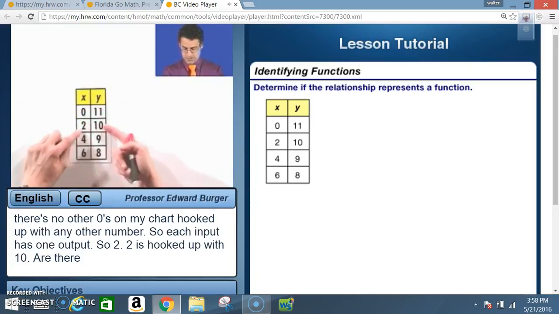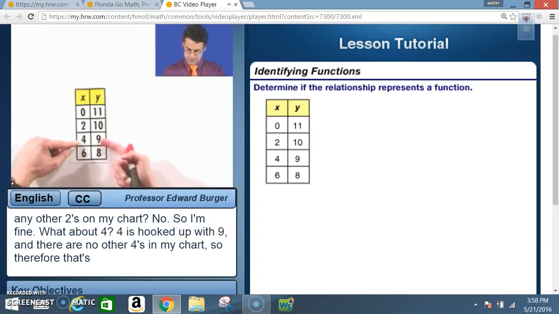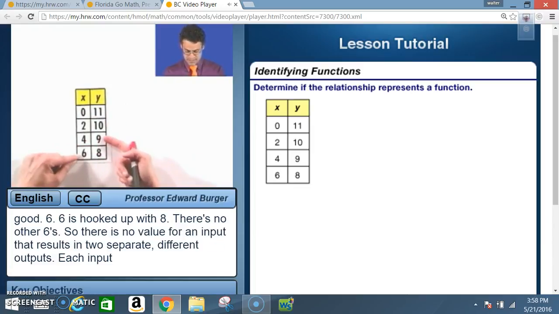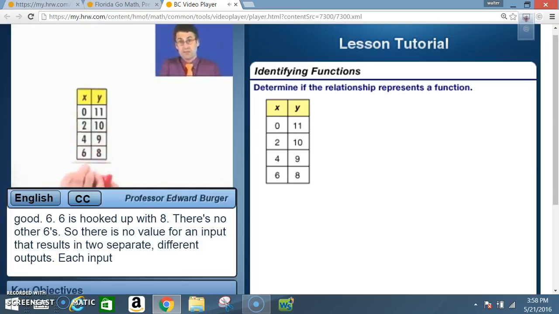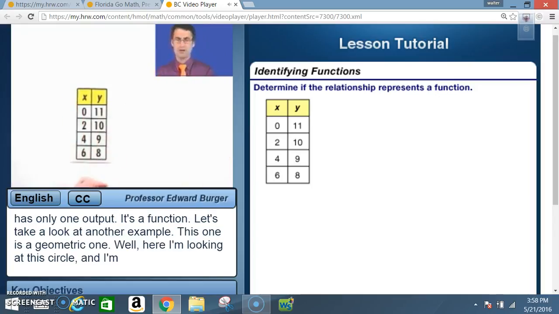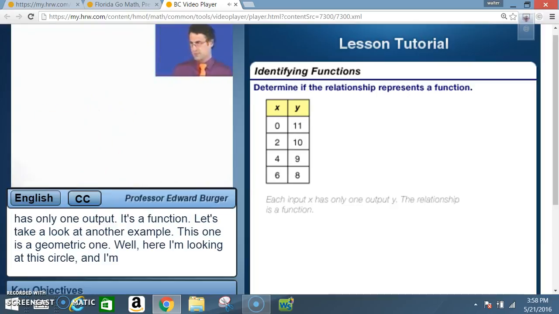2 is hooked up with 10. Are there any other 2's on my chart? No, so I'm fine. What about 4? 4 is hooked up with 9, and there are no other 4's on my chart, so therefore that's good. 6 is hooked up with 8. There's no other 6's. So there's no value for an input that results in two separate different outputs. Each input has only one output. It's a function. Let's take a look at another example.